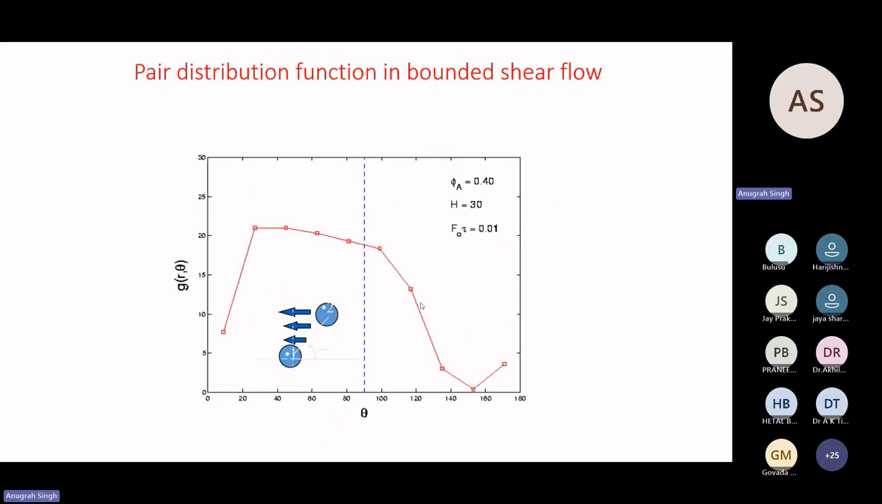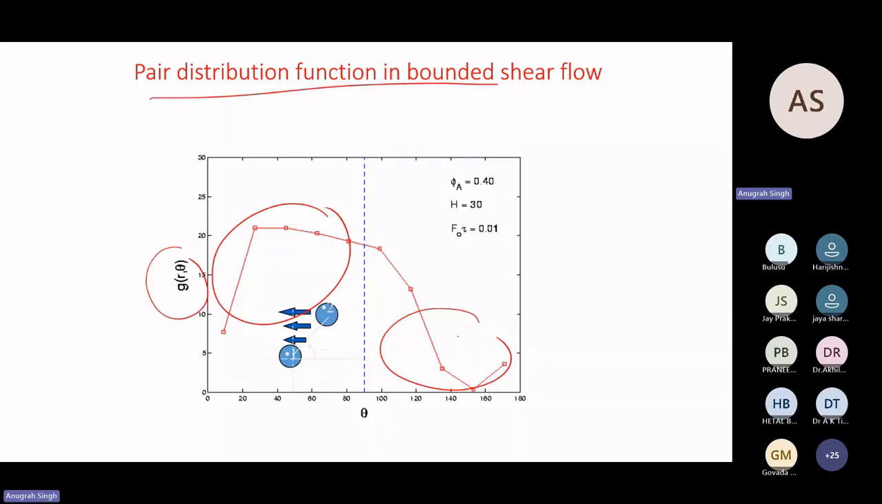You can see why N1 is positive, because you have more particles in the compressional quadrant, fewer in the other. This is the radial distribution function. Clearly you can relate rheology to microstructure. So all these you can do, which you cannot do with experiment, very easily.